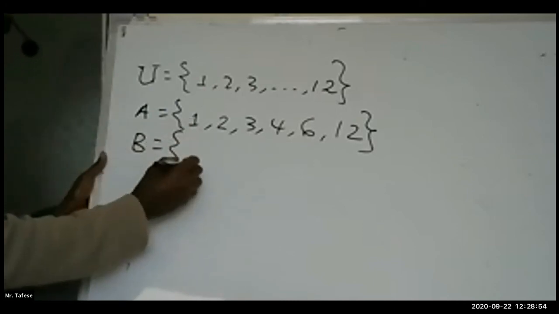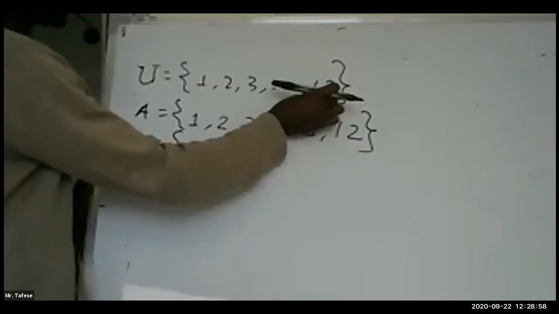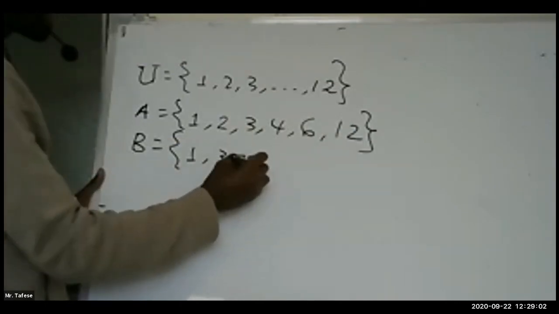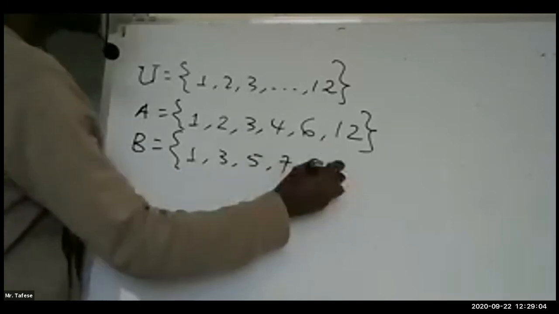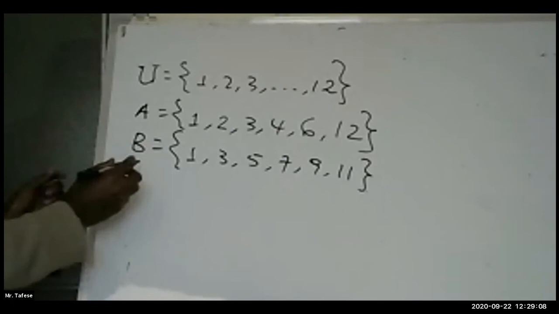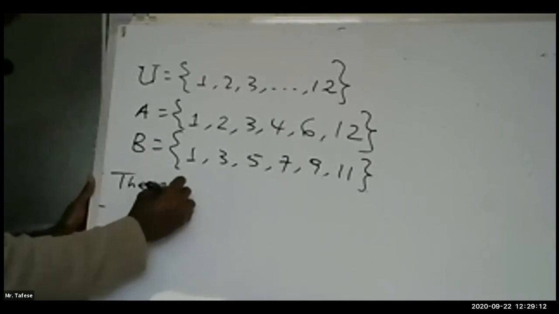Set B consists of odd integers which are less than 12. So 1, 3, 5, 7, 9, and 11. Having this in mind, determine the following.